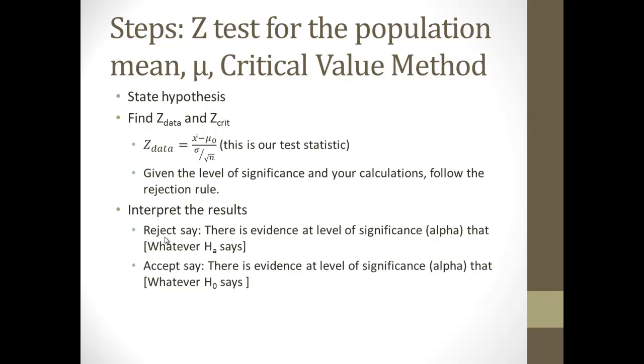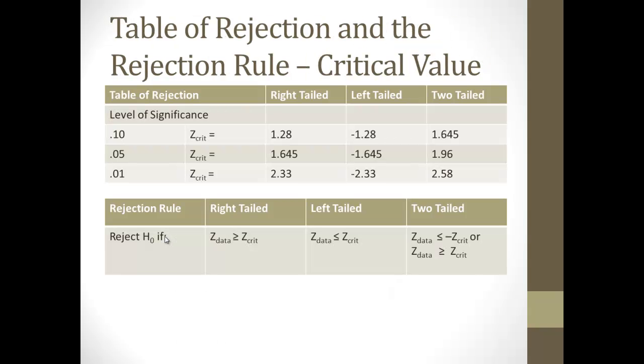Given the level of significance in your calculations, you need to follow a rejection rule. And then you interpret the results. When you reject, you say there's evidence at level of significance alpha that whatever your alternative hypothesis says. And when you accept, then there is evidence at level of significance alpha that whatever your H0 says. Now, this makes no sense unless you have an example in front of you. But here is the critical value method table that you need to follow for this.